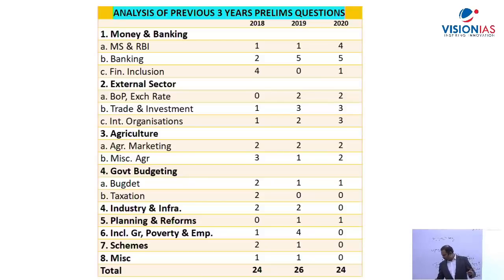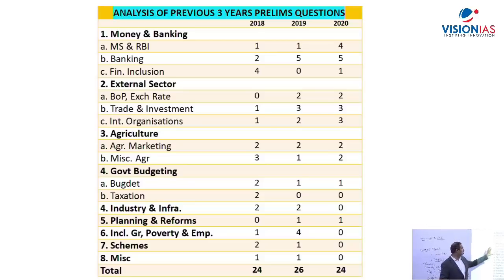Another question was on expansionary monetary policy, which means monetary policy that increases money supply. The options were reduction in SLR, increase in marginal standing facility rate, or repo rate. Another question gave four options asking which is correctly matched: commercial paper, certificate of deposit, call money, zero coupon bonds, just basic terms actually. And there was one question on cyber insurance.